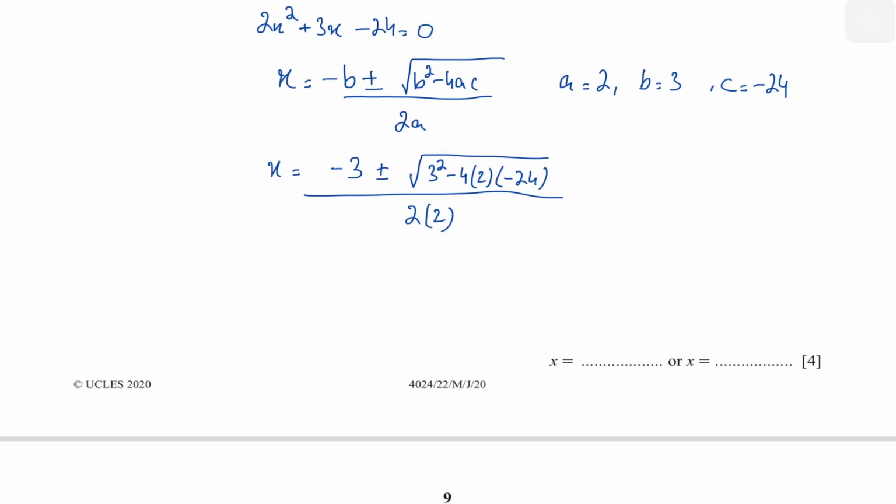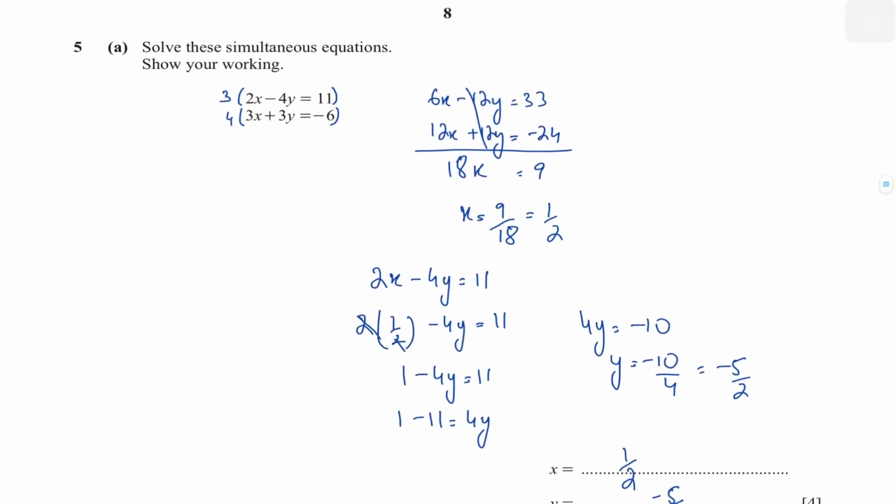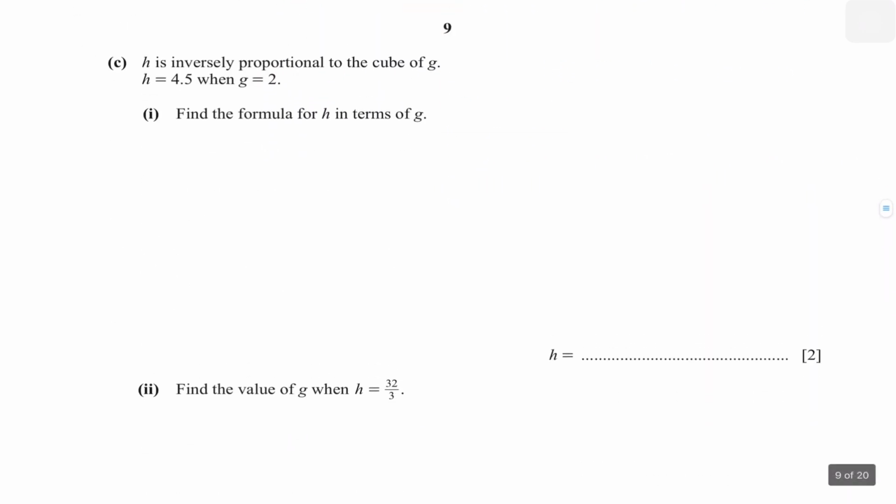So let me just do that quickly. One value is equal to 2.79. Make sure that you give your answer correct to 2 decimal places, and the other value is equal to minus 4.29. So there you have it. We have solved question number, what question number is this? Question number 5. Yeah. Oh no, we haven't.